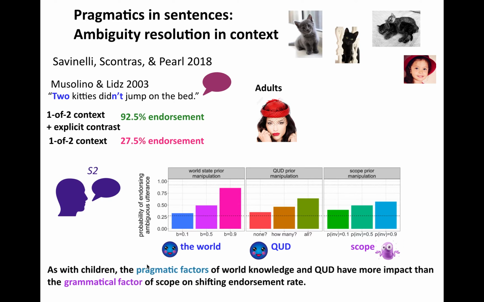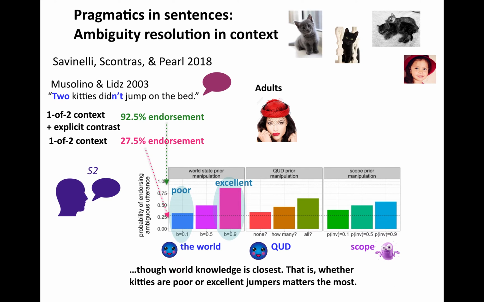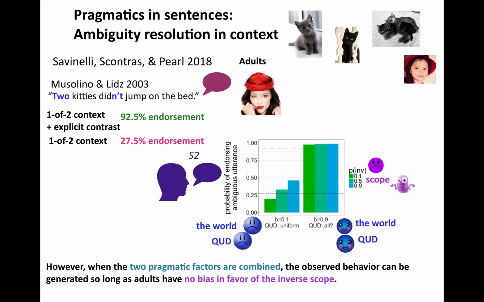Well, the pragmatic factors of world knowledge and the QUD do seem to have more impact. They're shifting it more from down here to up there than that scope factor is, although it's really the world state one where you are thinking about if kitties are good jumpers or not. That really seems to have the biggest shift, but it's still not quite there. Can we get it all the way there where we need it to be, right? No single factor on its own is quite enough to get the observed shift. So world knowledge is closest, right?